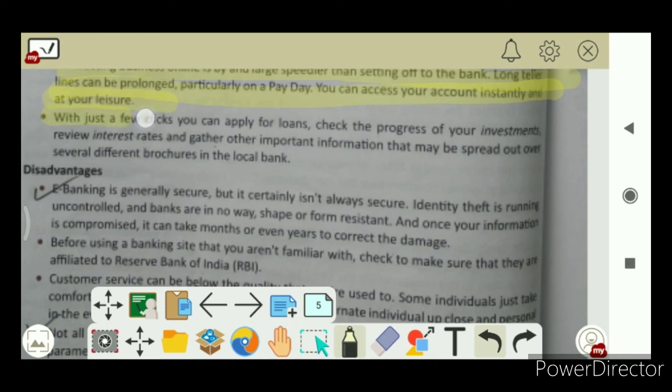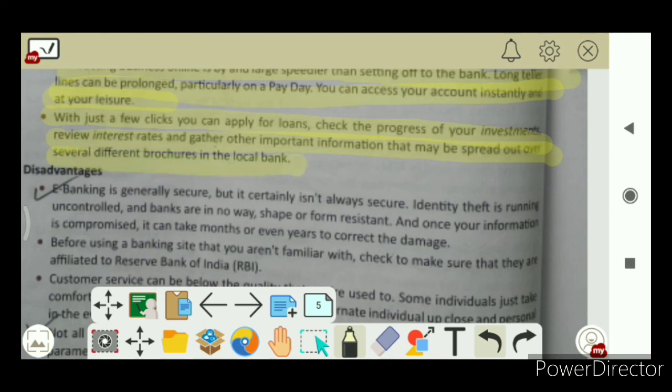Now with just a few clicks you can apply for loans, check the progress of your investments, review interest rates, and gather other important information that may be spread out across several different branches in your local bank.